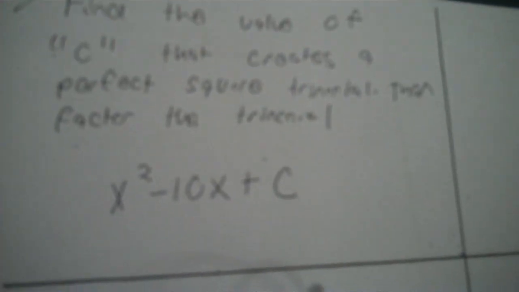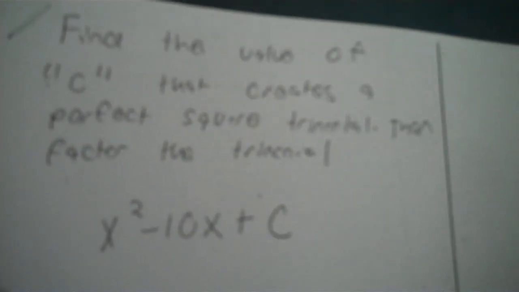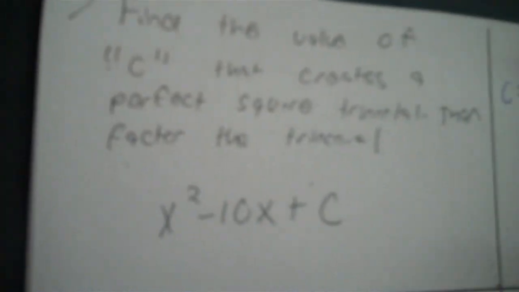Okay, review. Find the value for C that creates a perfect square trinomial, then factor the trinomial. This is what that means, okay? C, you got to know this, it's per quantity. B divided by 2 to the second power, okay? And then later you will be factoring this with the T table.